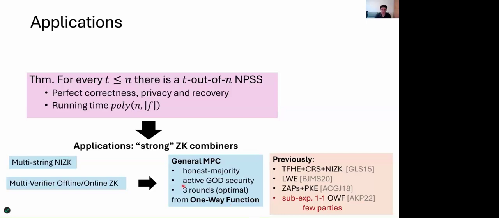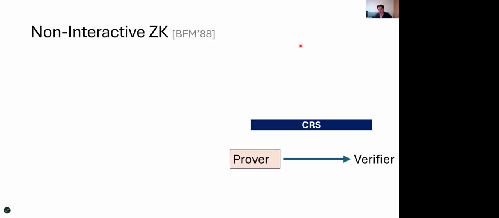Good, so I don't have time to talk about all these applications, but I'm going to focus on one of them, this multi-string NISC application. So in non-interactive zero-knowledge proofs, we have a prover and verifier, and both have access to a CRS, a common reference string. As long as the reference string is okay, we have soundness and zero-knowledge. However, if the CRS is bad, then soundness can be violated, and also zero-knowledge can be violated.